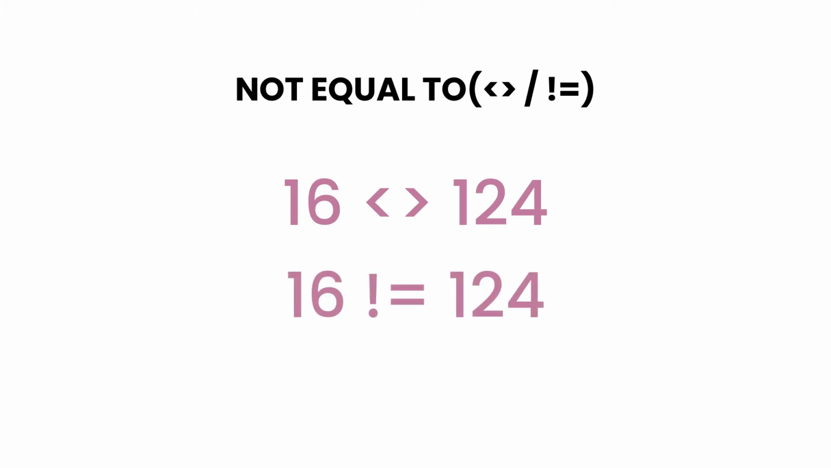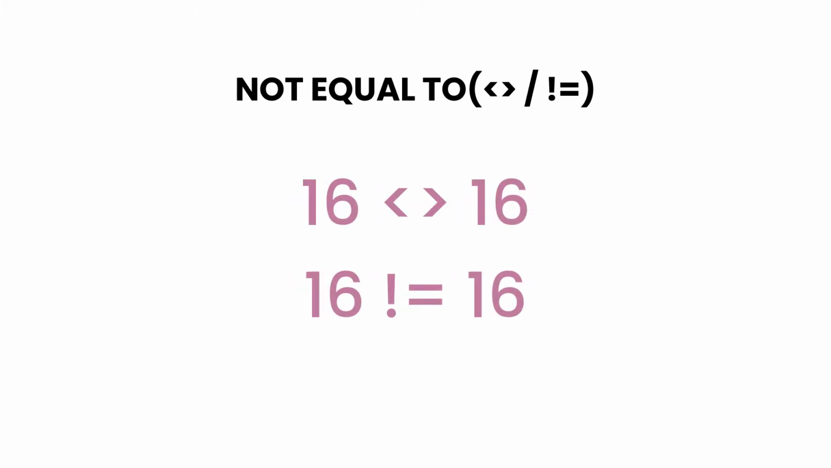Next up, we have not equal to. This can be denoted in one of two ways, either with a greater than and then a less than symbol, or more commonly with an exclamation mark and equals symbol. In this case, 16 doesn't equal 124, so of course this statement evaluates to true, but if we were evaluating 16 is not equal to 16, then it would be false.